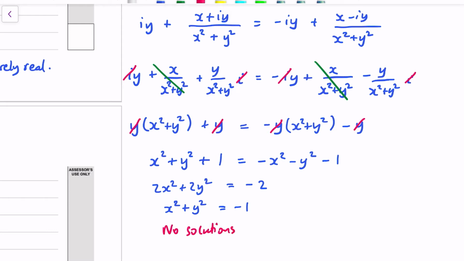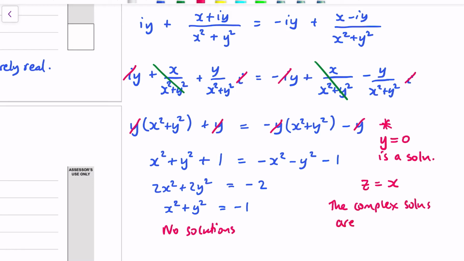But I lost the solution at this step. Think about how I did that. I divided through by y, and y could have been 0. If y was 0 on all of those terms, I would have got a true statement. So at this point I needed to recognize y equals 0 as a solution. z equals x plus iy becomes z equals x if y is 0. And so the complex solutions are real numbers, again provided x doesn't equal 0.